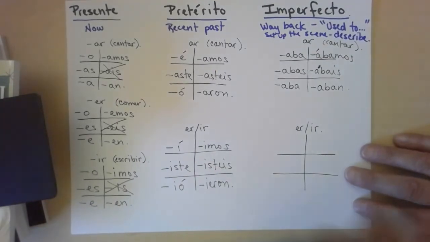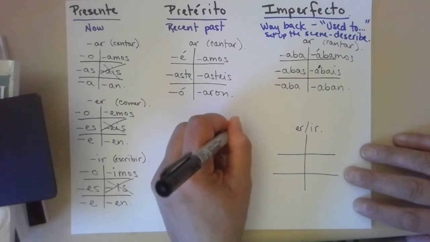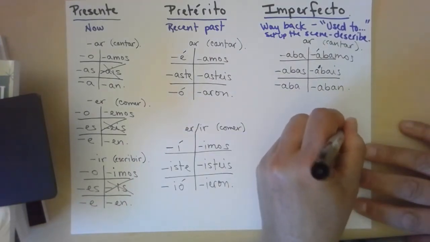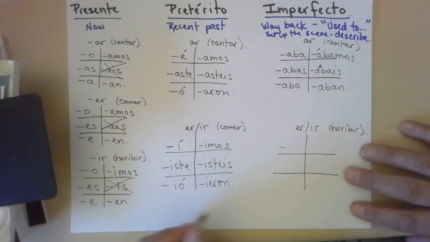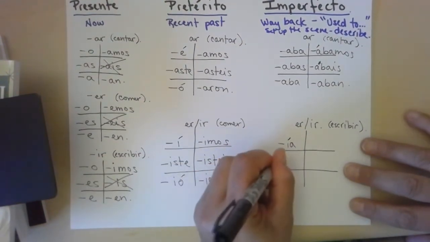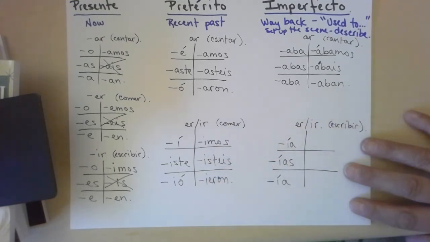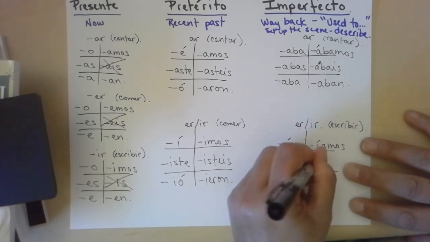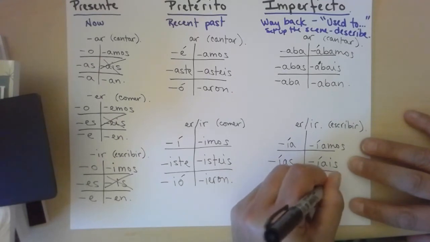All right. And if the verb ends in ER, okay, since here I used comer in my previous answer, I'm going to use escribir here, okay? So, I can say, yo escribía mucho de niño. Tú escribías, él y usted escribía, nosotros escribíamos, vosotros escribíais, ellos y ustedes escribían.